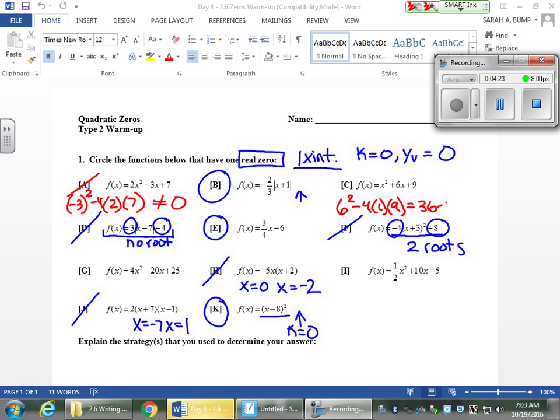C, if I do the discriminant, b squared minus 4 times a times c, I'm going to get 36 minus 36, which is 0. Discriminant 0 means one root. So this is good.